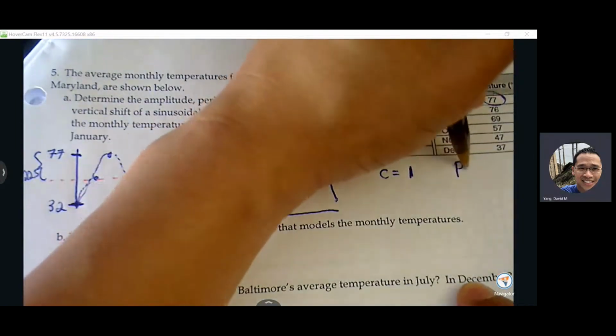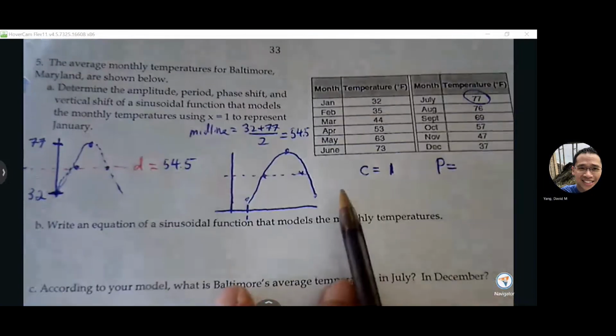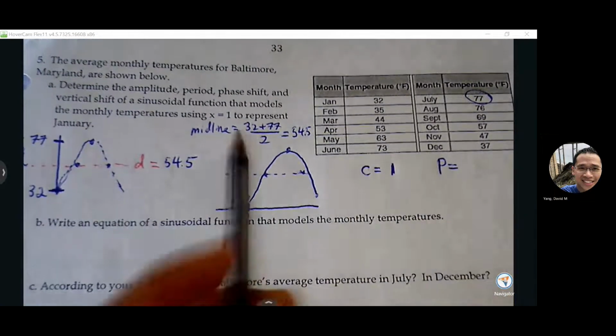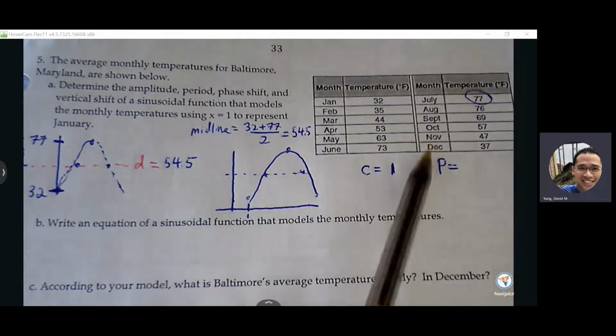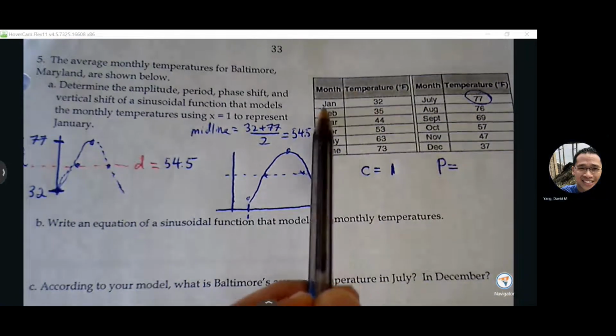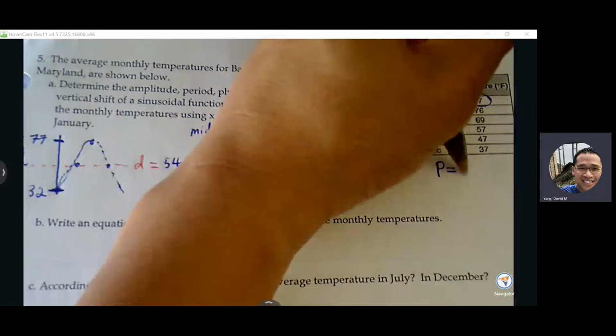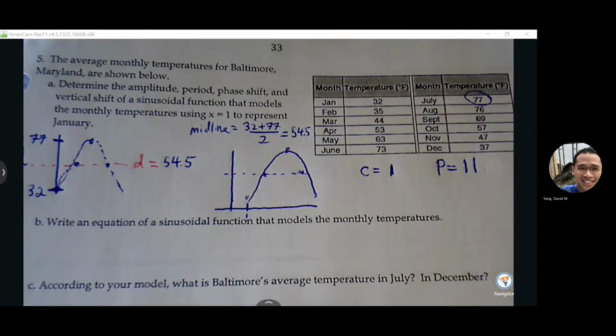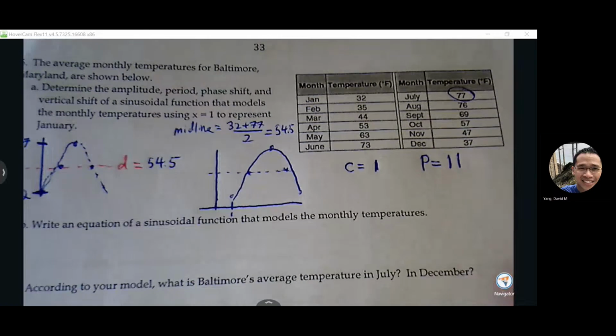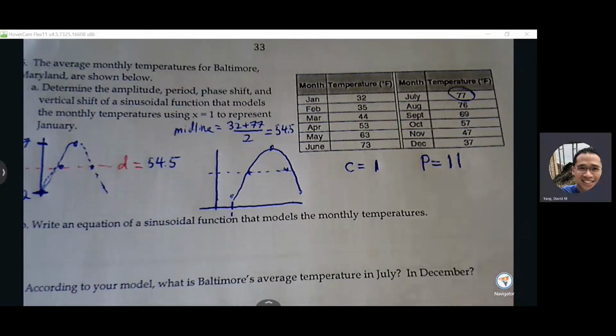But what's our period going to be? So we're starting at January, ending at December. So we do 12 minus 1. Find our V value.